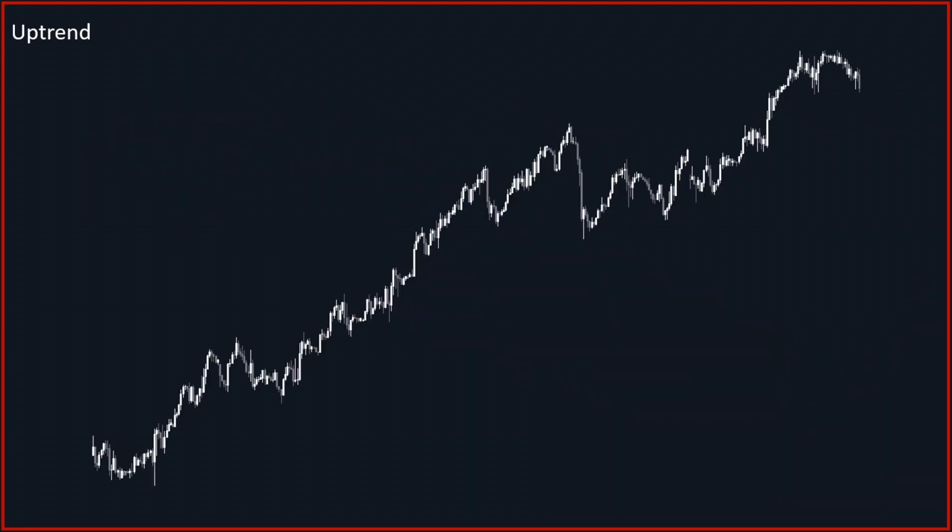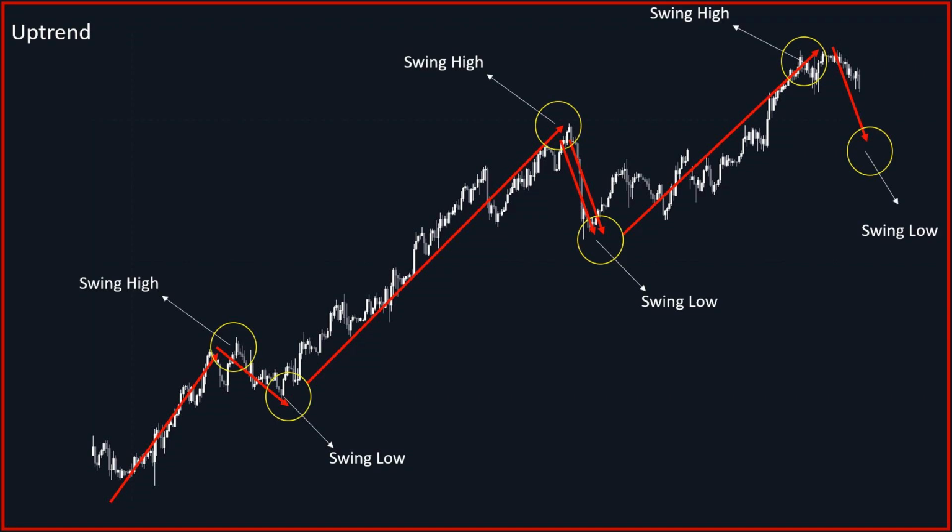Now, let's switch gears and talk about an uptrend. In an uptrend, the market is moving higher, with a clear pattern of price increases and pullbacks. Just like in a downtrend, we see two types of moves. Impulsive moves, where the price pushes upward strongly, and corrective moves, where the price pulls back slightly before resuming the trend. At the top of each impulsive move, just before the corrective move begins, we identify a swing high. At the bottom of each corrective move, just before the next impulsive move starts, we have a swing low.